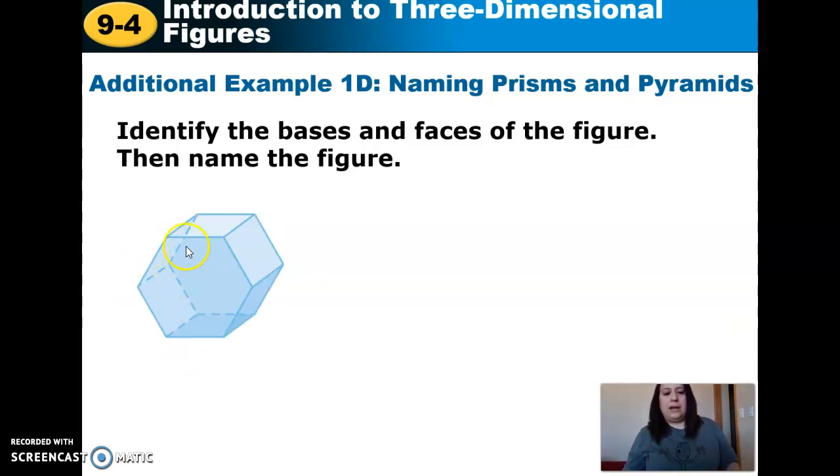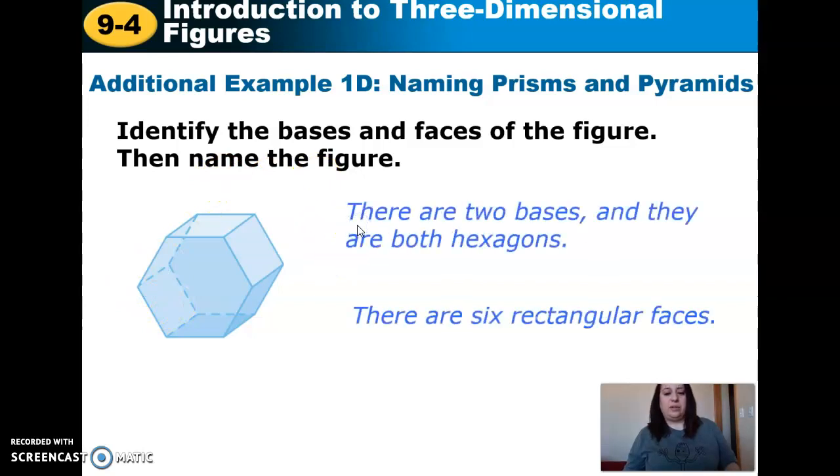Okay. Next, right off the bat, I'm looking at this. This is a prism. It's got one base here, and then right behind it, it's hard to tell, is another base there. Let's see, what do we have? 1, 2, 3, 4, 5, 6 sides. So we have a hexagon. This is a hexagonal prism.